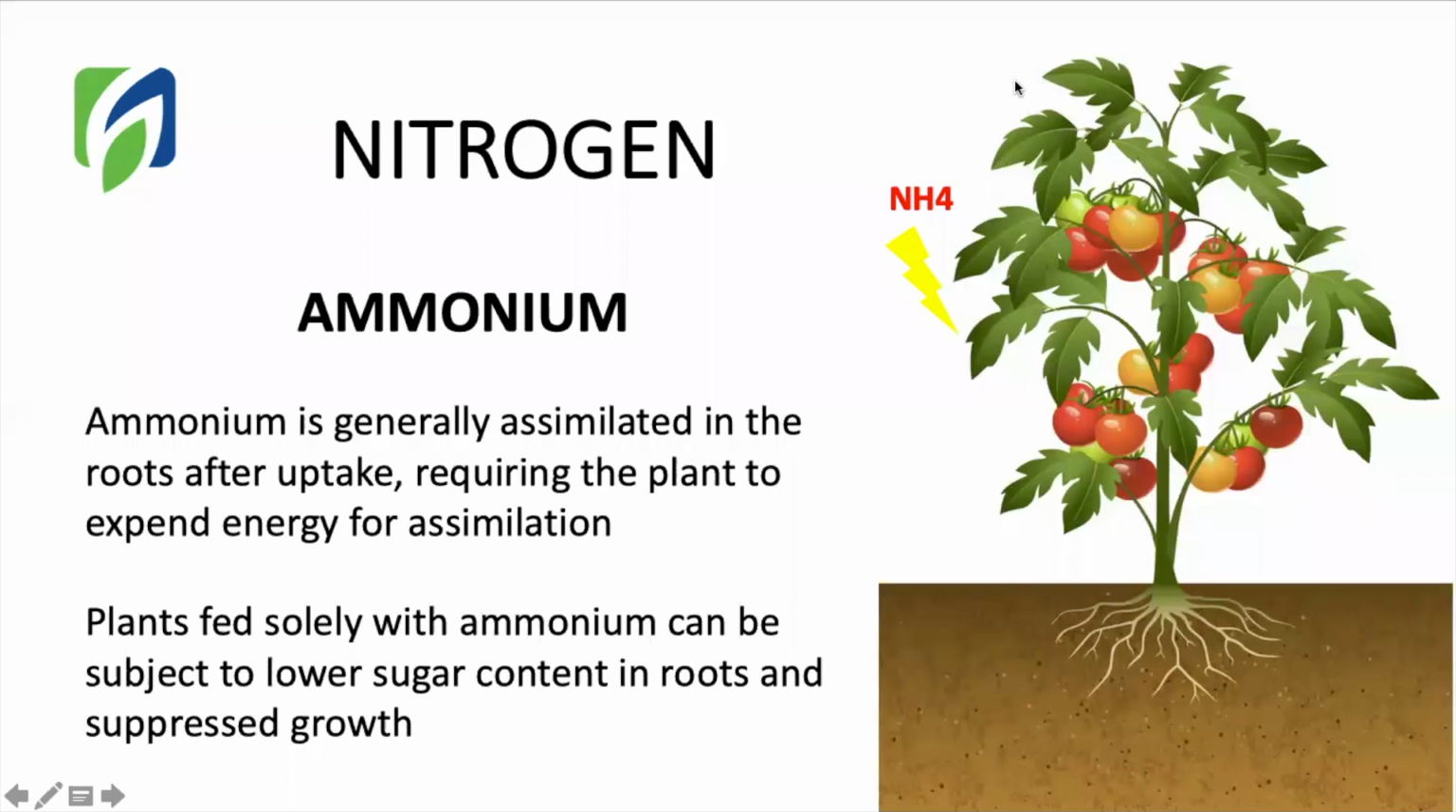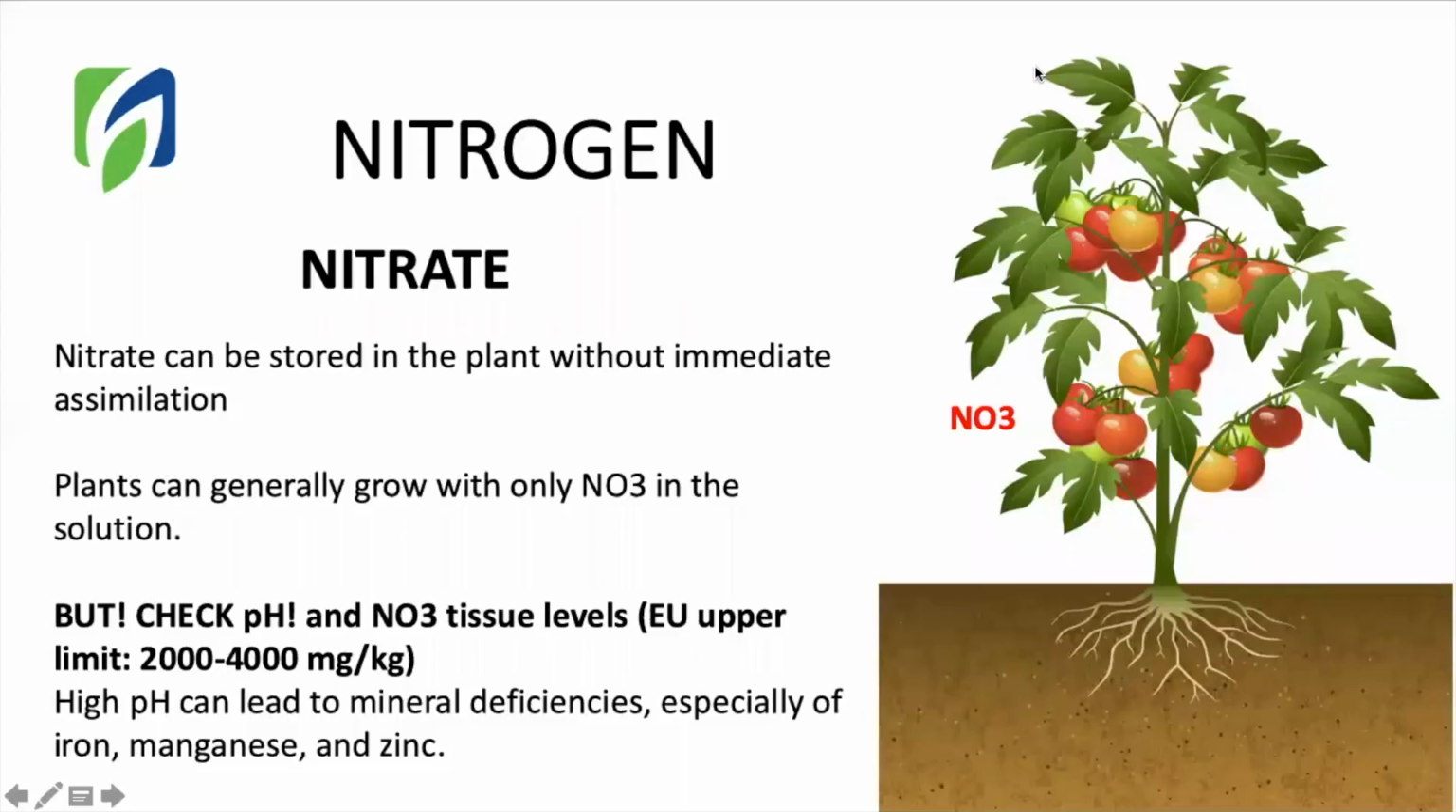Ammonium alone requires more energy to get assimilated by the plant. Also, plants can be subjected to lower sugar content in roots and less growth. In hydroponics, we can use nitrate as the sole source of nitrogen. Nitrate can be easily stored in the plant. The only concern is just to check pH normally. Remember that nitrate can increase the pH of your nutrient solution. So you just need to be sure to check your system regularly to avoid high pH levels.